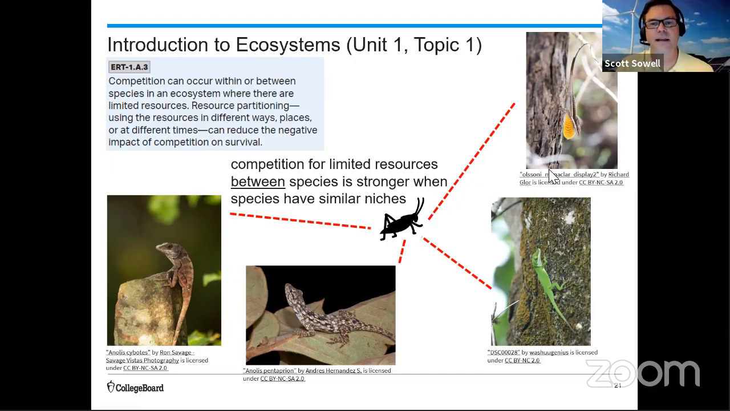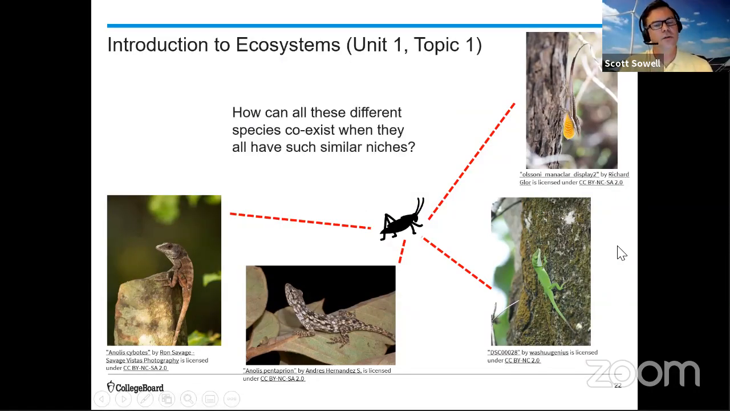So let's do a non-example. A whale and a zebra. Their niches have hardly any overlap. They do not compete really at all with each other for any kind of limited resource. But there are certain species like these lizards who live in the same area who do. So the question then becomes, how are these guys all existing in the same location? Why aren't they out-competing each other and driving some to extinction with only 1 or 2 left?